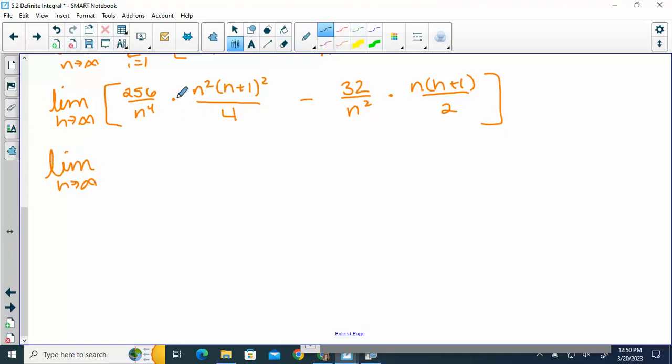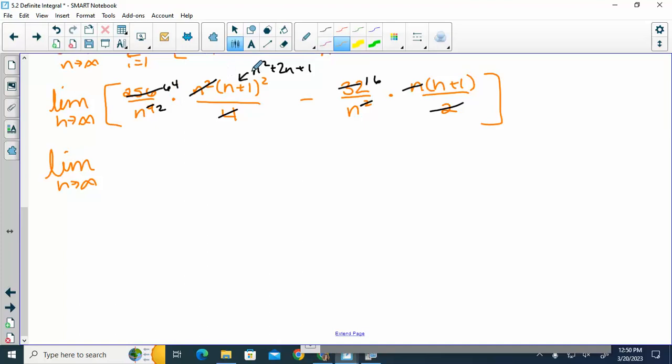So lots of algebra here. n squared, so I can cancel 2 of these. 256 divided by 4 is 64. I'll cancel one of those n's. This will be 16. Can I distribute and FOIL this at once? So n plus 1 squared, that's n squared plus 2n plus 1.